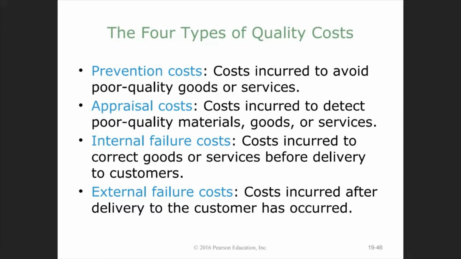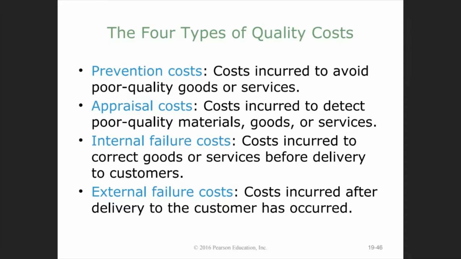So prevention, appraisal, and failure cost. And then with failure cost, you've got internal and external. So with prevention costs, these are costs that a business incurs to try and avoid poor quality goods or services. You don't want poor quality goods or services, so you're going to spend money to prevent that from happening. Maybe you pay an extra employee to check everything before it goes out on the shelves to ensure that it's free from defects. That would be a preventative cost.